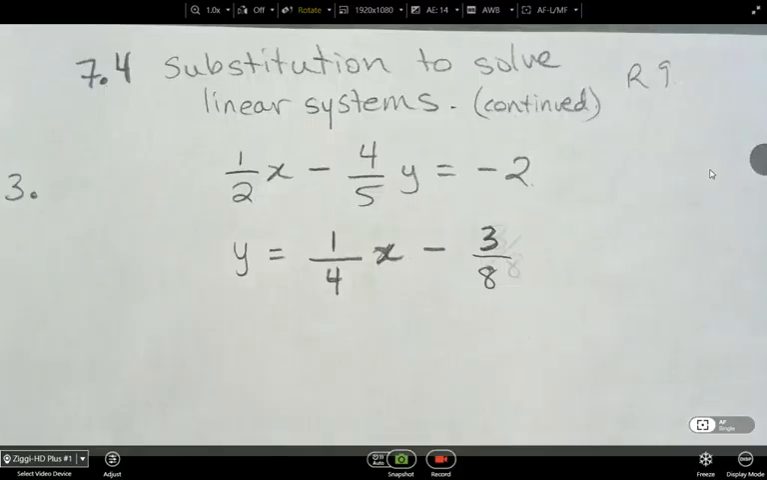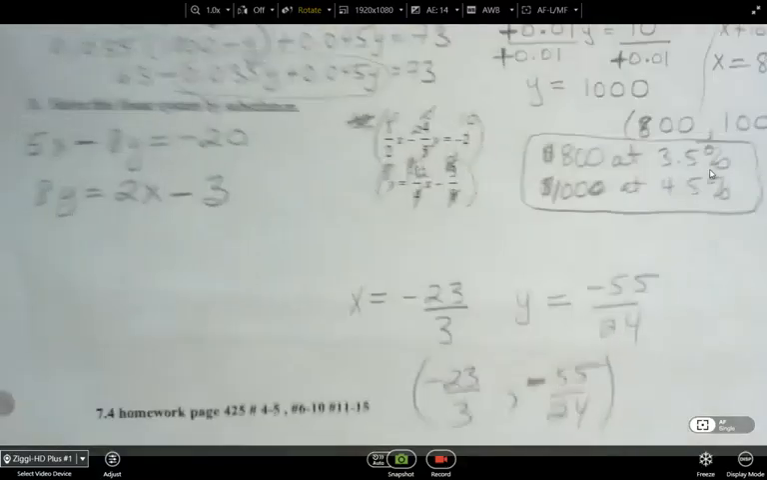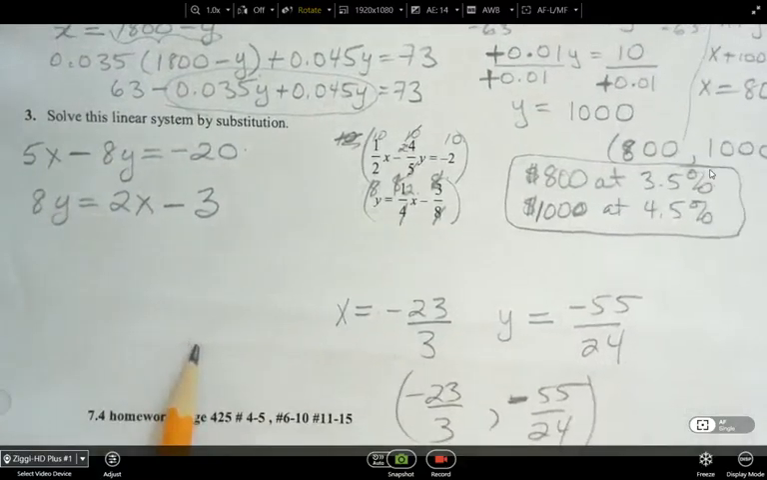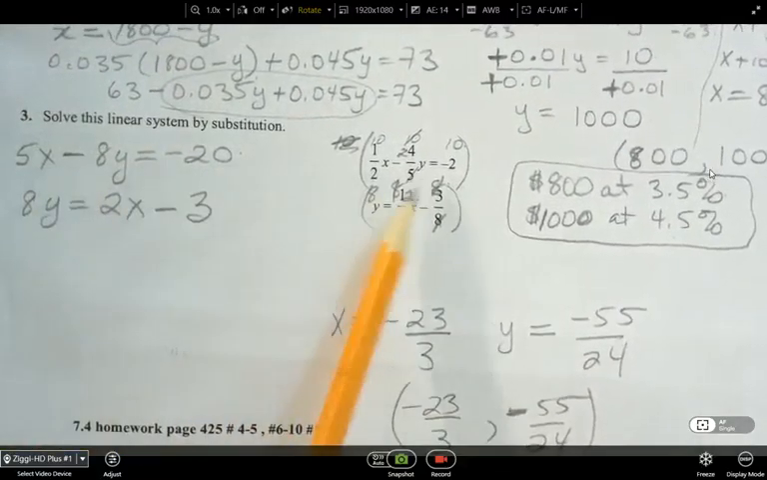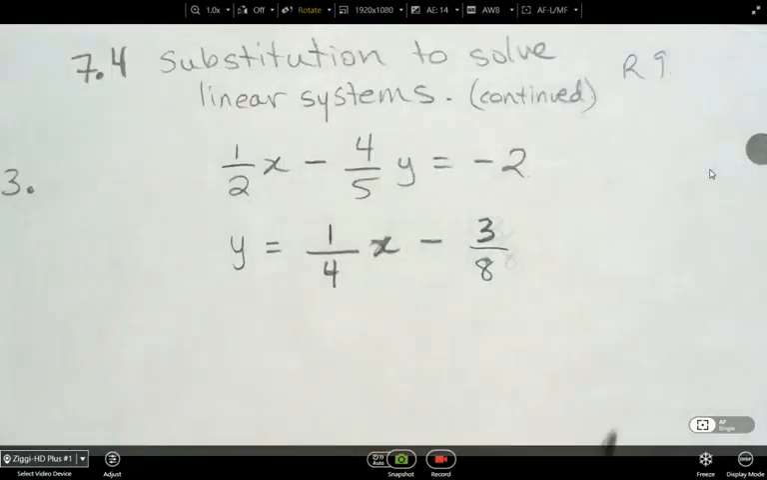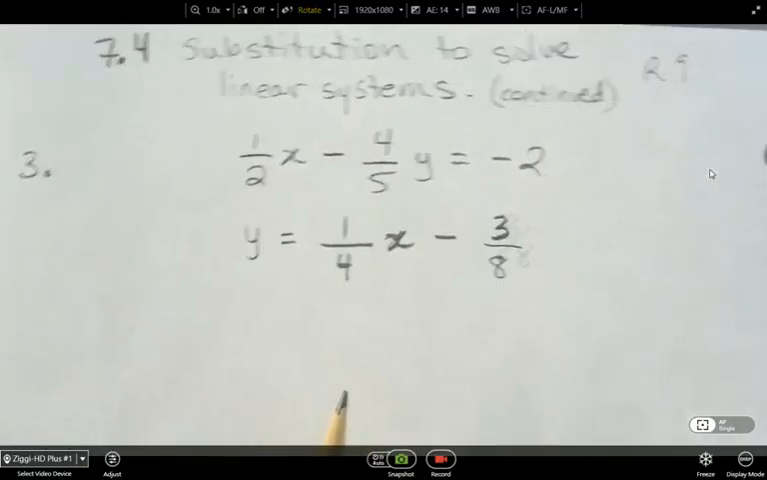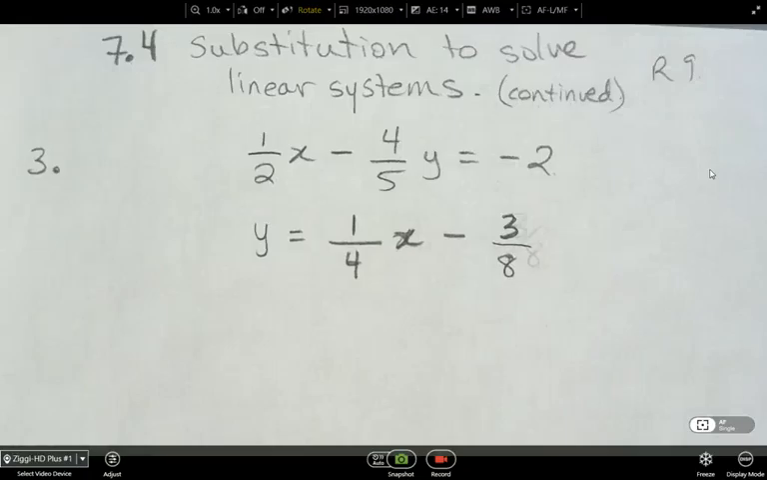Okay, so we're going to finish off this question here. On the last lesson, we didn't finish this last question that's there. I gave you the answer and I said, okay, try it. So now we're actually going to go through it. This is a continuation of 7.4, so we're still using substitution to solve linear systems.